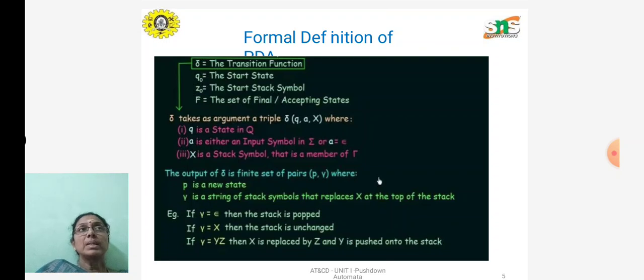In this lecture we have seen what a pushdown automata is, why we need the pushdown automata, what the formal definition is, and how the transition should be done in the pushdown automata. In the next video, we will see an example of a pushdown automata and how the input string is accepted in the pushdown automata.